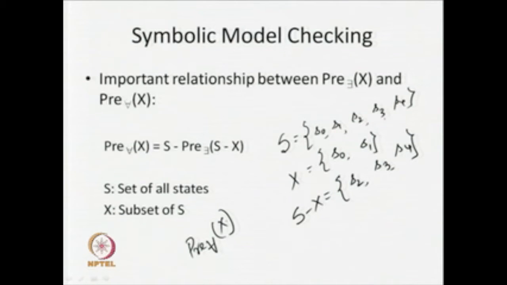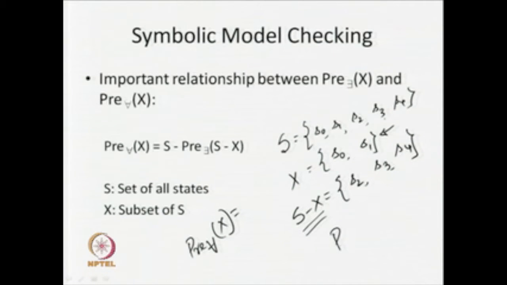Okay. Now, you just see that if I evaluate pre∀(X), then what will happen? I am going to consider all those predecessor states where all the transitions are coming to these two states S0 and S1. This X is the set of states S0 and S1. So, for pre∀(X), in this case, all transitions must come to these states. Now, I am going to take the set difference, S minus X. So, S2, S3, S4 is the set of states which represents S minus X.